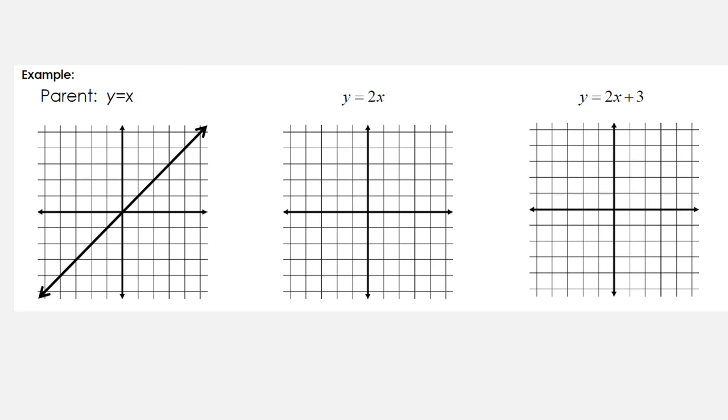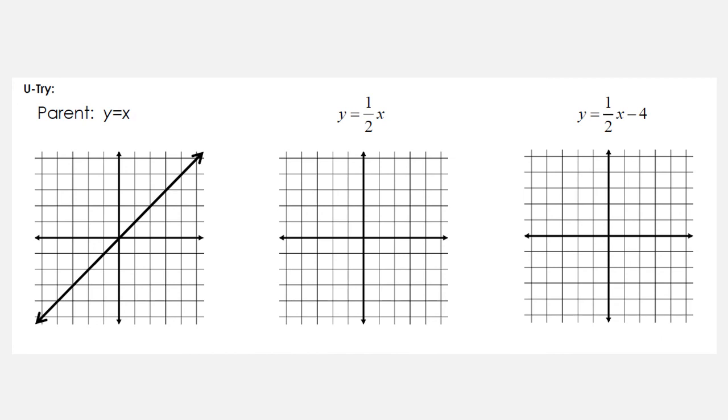Here's another example. We have the parent function. We will first stretch the parent function by 2. Then we will take the stretched function and move it up 3 units. This is how we can create the equation for y = 2x + 3. So take the parent function stretched by 2 and then shift it up 3 units. And here's one for you to try.